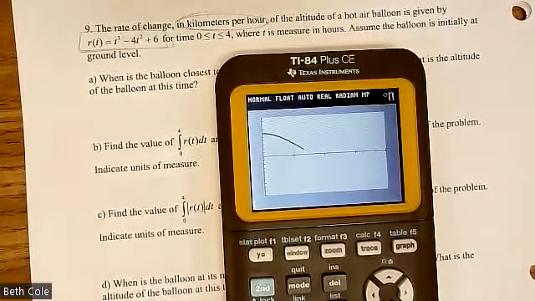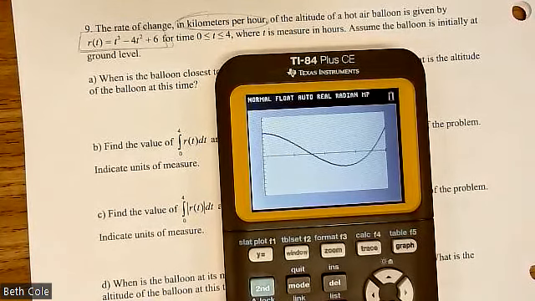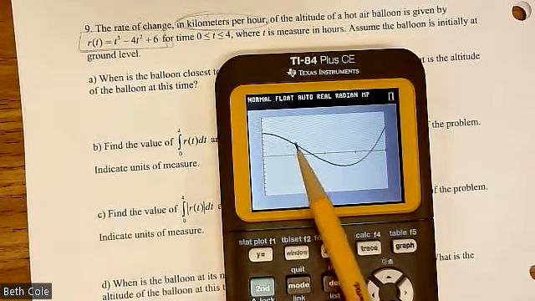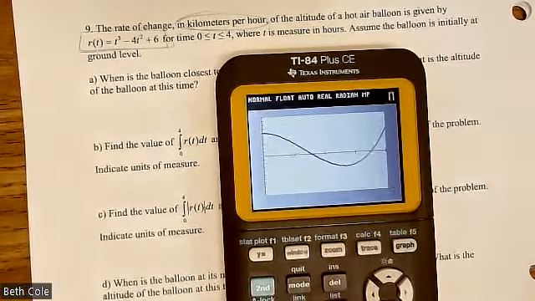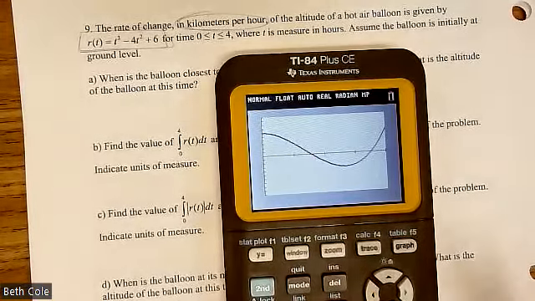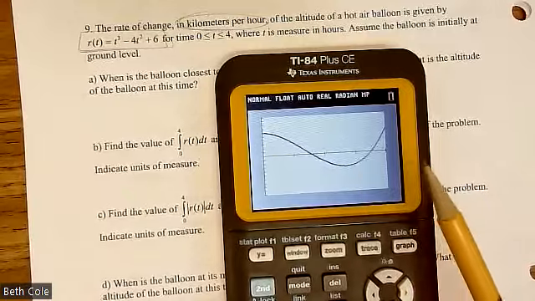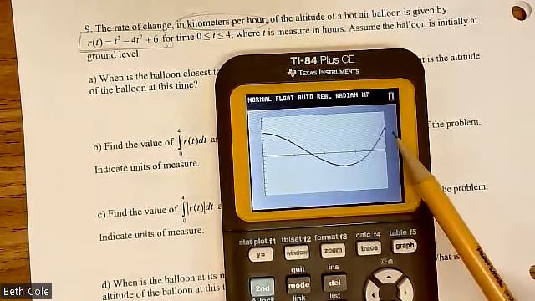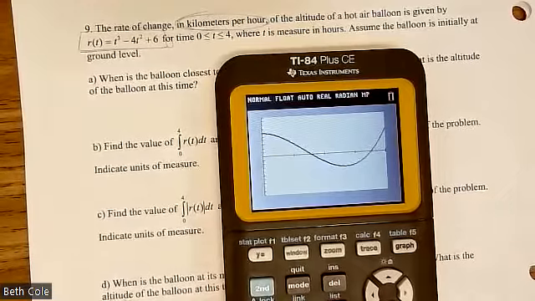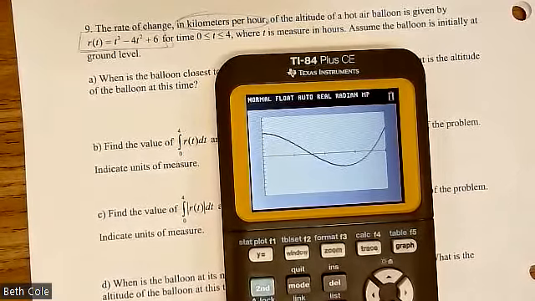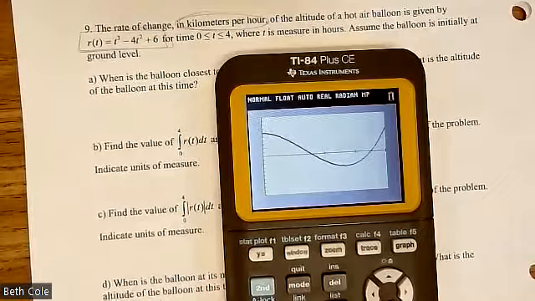So hit graph, and then here's what I always get. The balloon started up in the air. No, it didn't. It started on the ground. This is not where it is. This is its rate. So this part is positive. That means the balloon went up. If it started on the ground, it had to go up, right? Okay. All this part is negative. That means it went down. And then this part's positive. That means you do not want to exit the balloon at the end of these 4 hours because where is it? In the air. Okay. So that's what's going on.